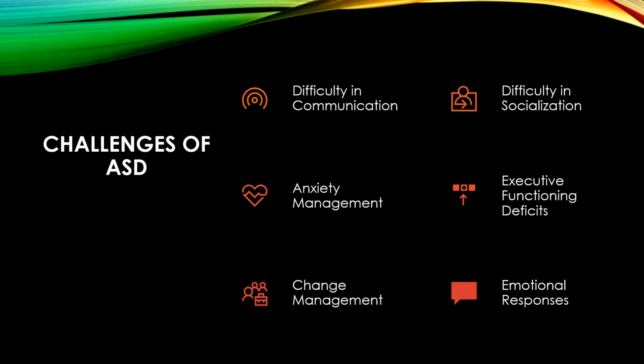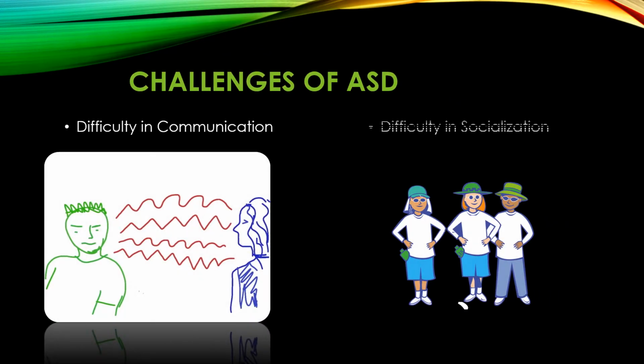Challenges of ASD. ASD comes with many challenges, and these challenges are communication challenge, difficulty in socialization, anxiety management, executive functioning deficit, change management, and emotional response as well. Children with ASD have difficulty verbalizing their thoughts. Hence, it's hard for them to communicate with people around them. Children with ASD also have difficulty socializing, as the basis of socializing is effective communication.